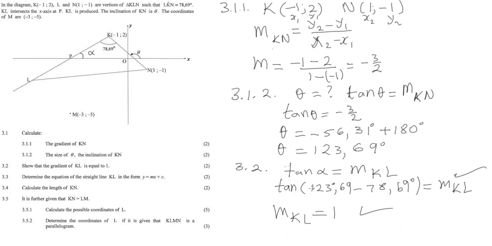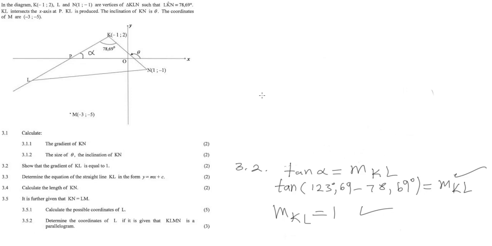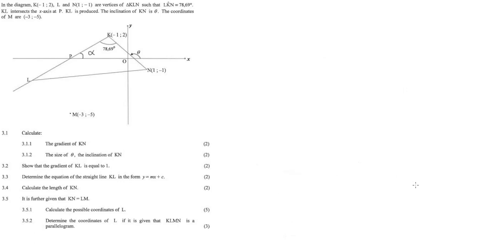So let's move to the next question. The next question says we must find the straight line. Let's find the straight line. Which straight line is that? It says the straight line KL. So you can see that we know the angle. From this question, they say KL. For 3.2, you have to ask yourself a question.